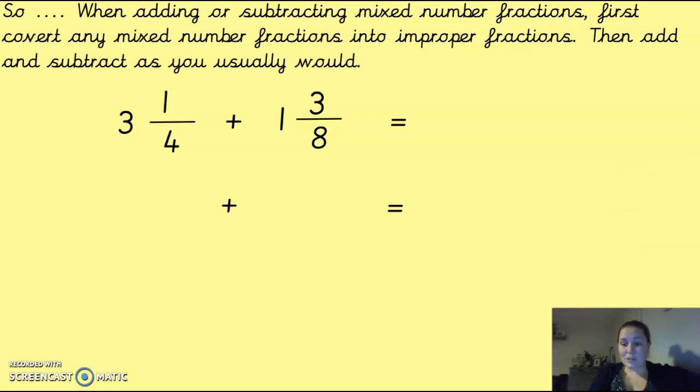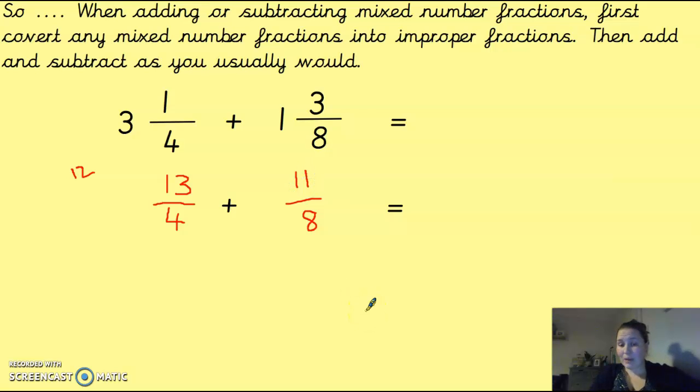So converting to an improper fraction, I'm going to do my steps as before. I'm working in 4s, so it's going to be 4 at the bottom. I've got 3 wholes, so I need to do 3 times 4, it's 12, and I'll just jot it down so I don't forget. Then I'm going to add the 1 I had already. 12 add 1 is 13, so that becomes 13 over 4. And then this one, I'm going to be working over 8. 1 whole, so I've got 8. 1 times 8, 8. Add this 3 that I had there, that's 11.